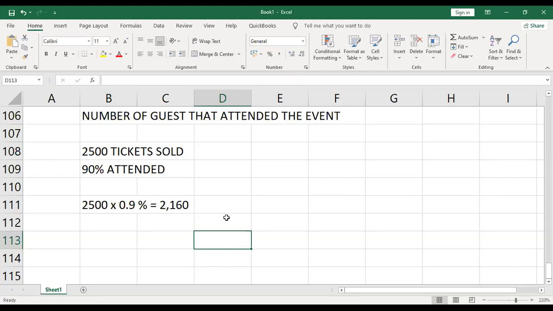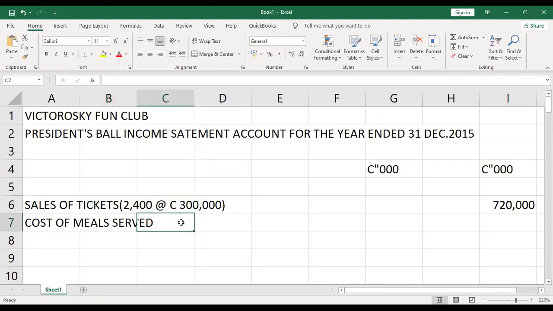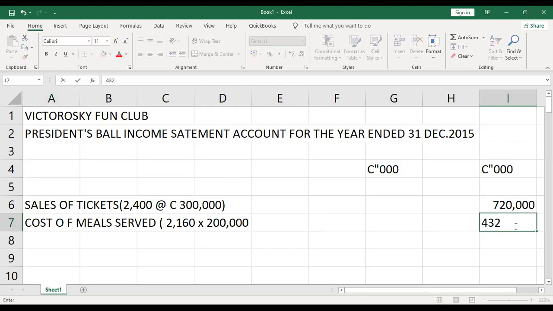So from the condition she gave us, she said if we are buying above 2,000 plates, she will sell for us at 200,000 naira per plate. So cost of sales here will be 2,160 multiplied by 200,000. So what will that give us? We'll have 432 million.